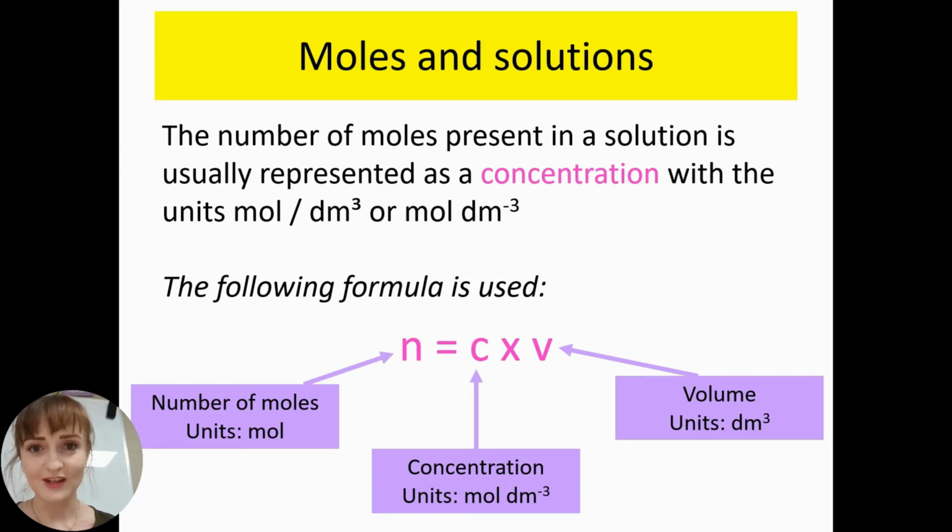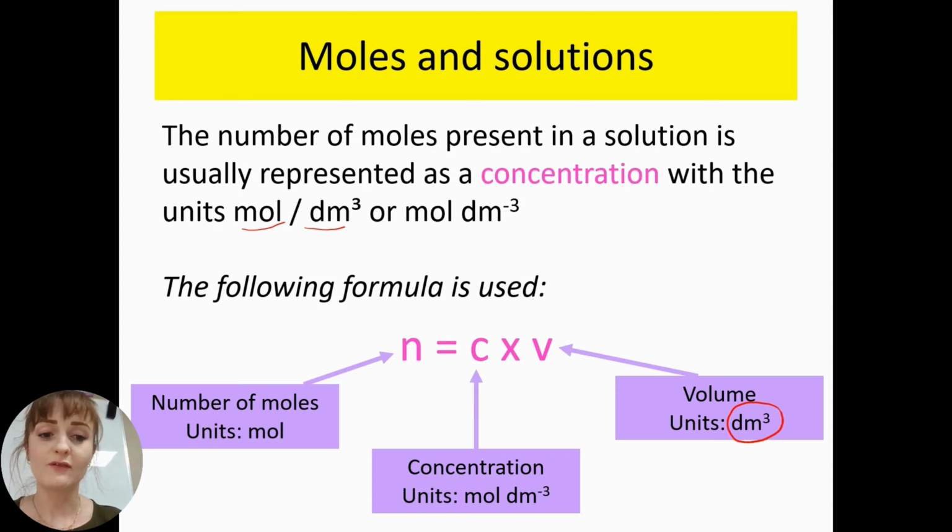When it comes to discussing concentration, it's typically used to reflect how many moles are dissolved in a particular volume, which is almost always 1 decimeters cubed of a particular solution. And so the formula n = c × v is used, where n represents the number of moles, c represents the concentration, and v represents the volume.